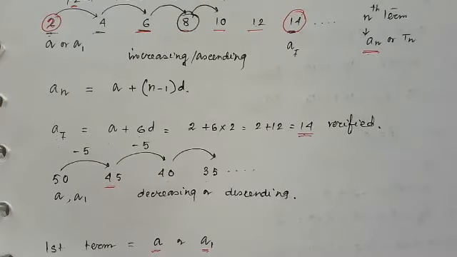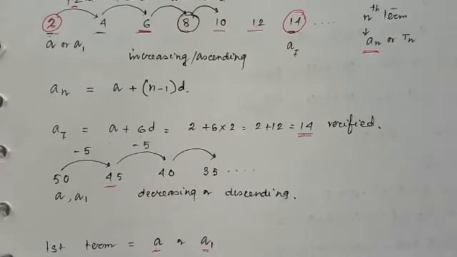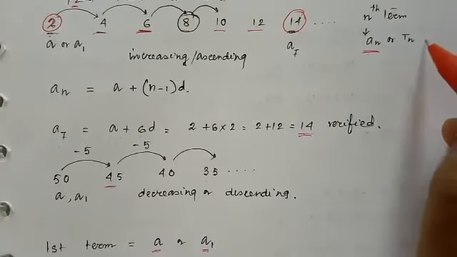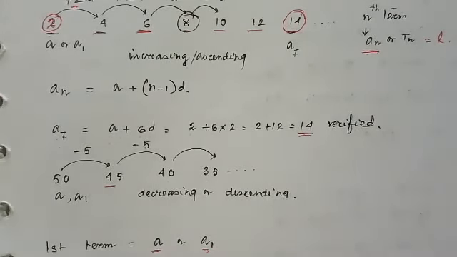n is equal to the number of terms. Then an or tn is equal to the nth term, that is the last term L. We can also write this as the last term L.